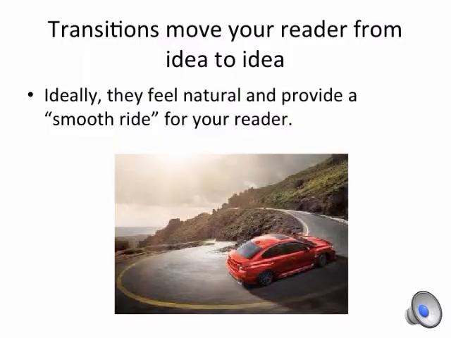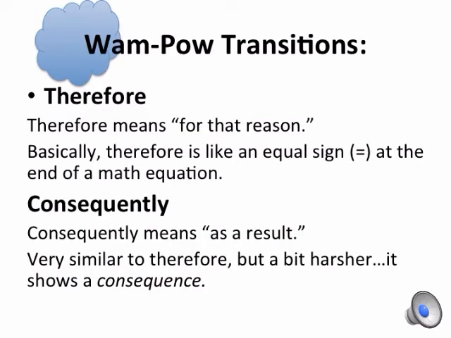Here are 4 transitions that are really great, really strong. We're going to focus on just these 4. The first one, therefore, means basically for that reason. You can think of therefore like an equal sign at the end of a math equation. It shows why the ideas you presented equal your conclusion.